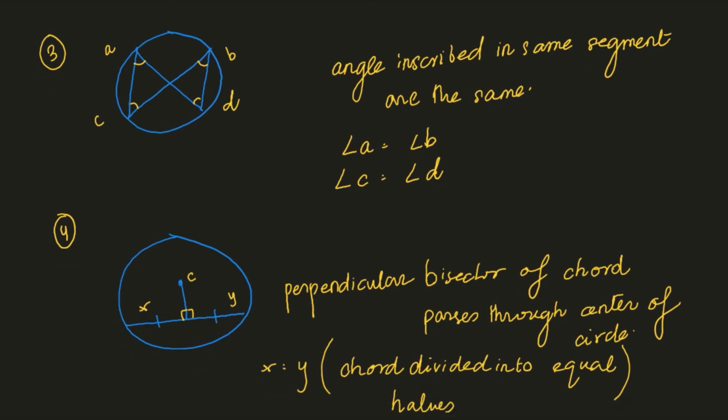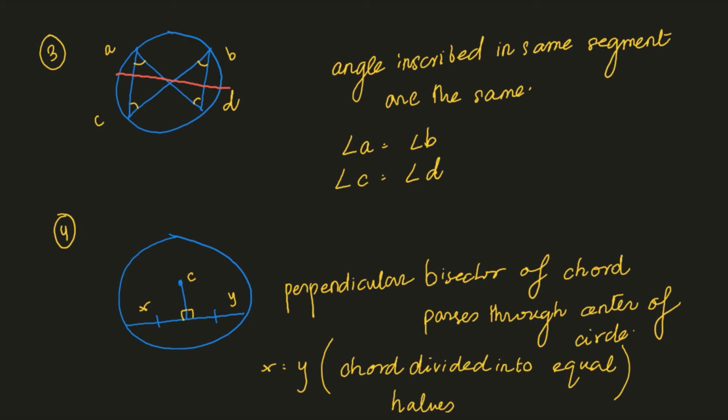Now for property number 3, angles inscribed in the same segment are the same. So you can see here that I've drawn this shape inside the circle. The angles in the same segment, the same part of the circle, these two angles are the same. A is equal to B, C is equal to D.